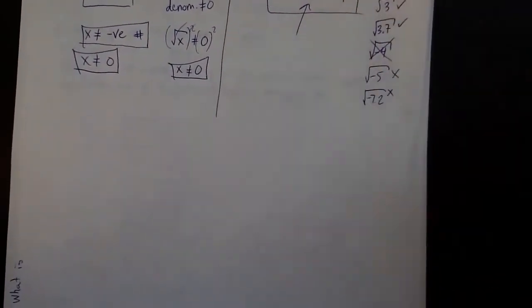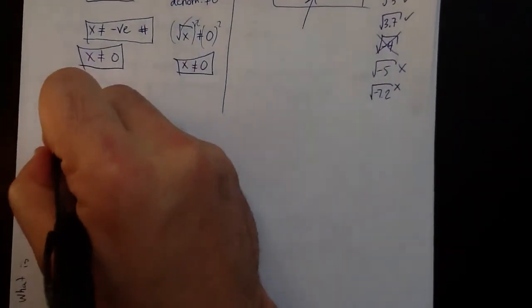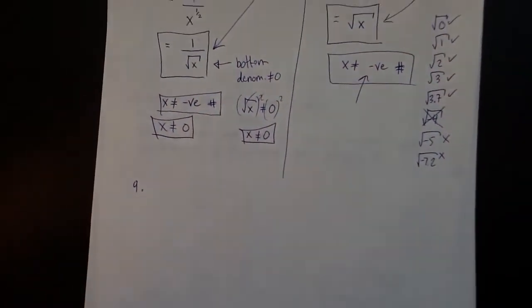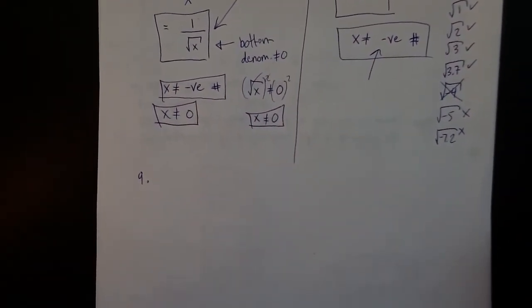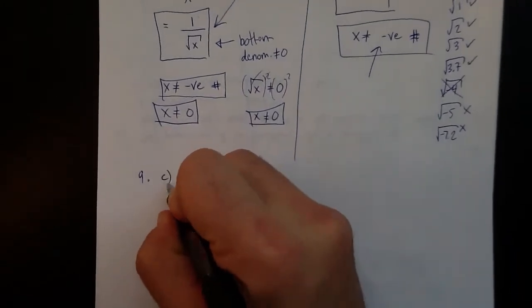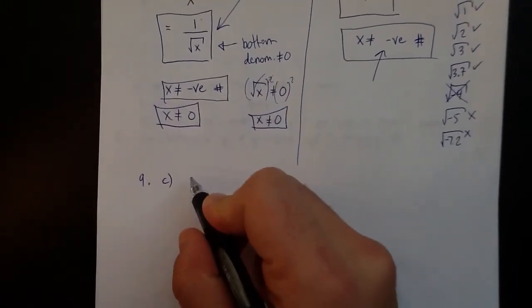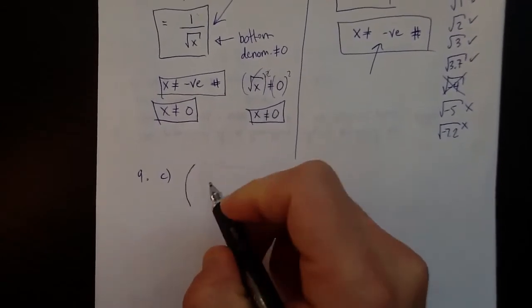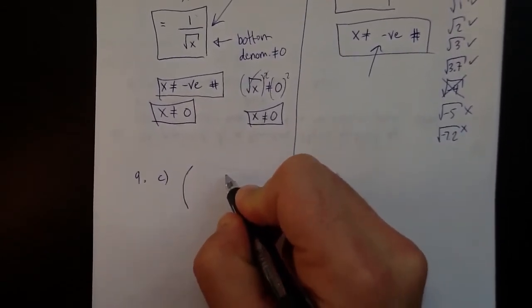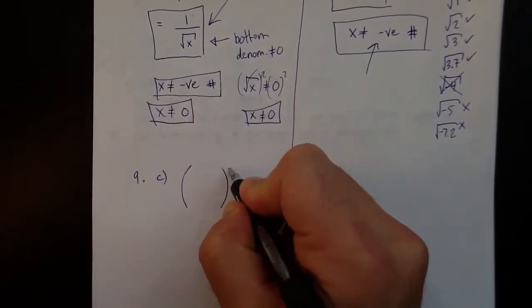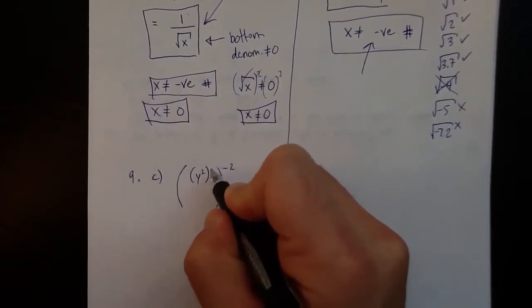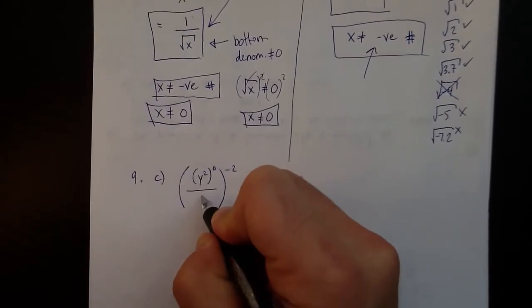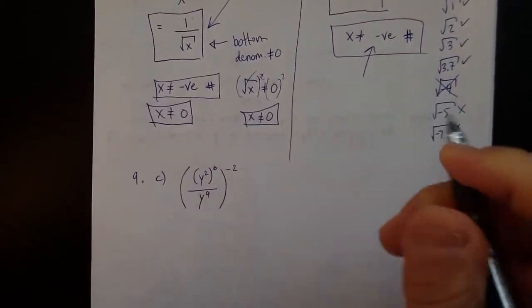Let's take care of a couple other questions. I'm going to take care of question 9, so we're going to look at question number 9, let's say C. Question 9C has this written down: big brackets to the power of -2, and then it has y squared to the power of 6, and under here it has y to the power of 9.